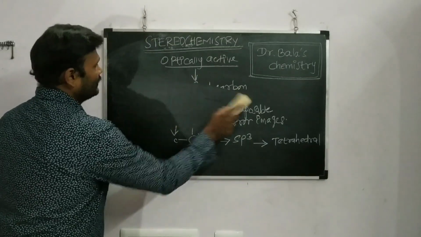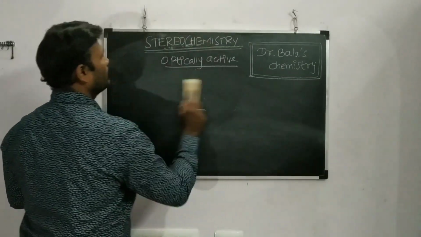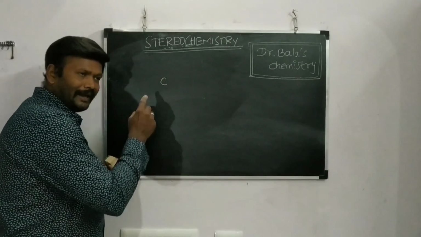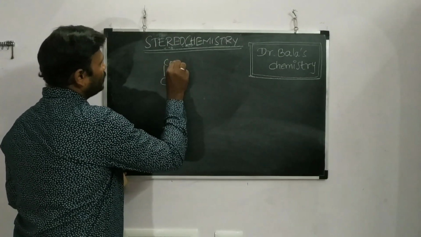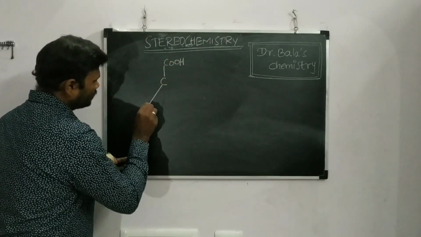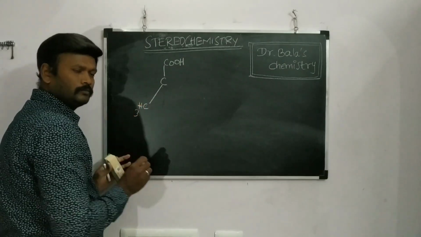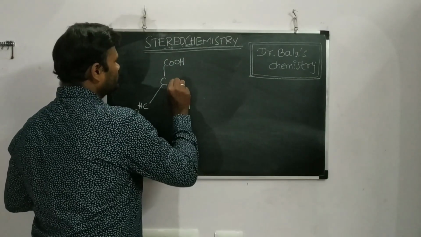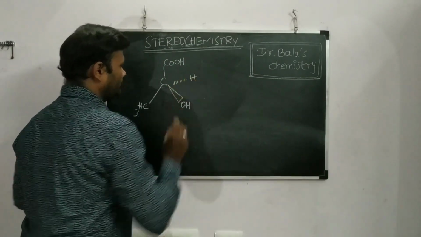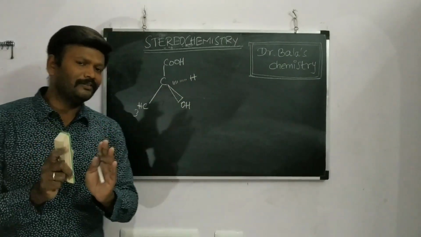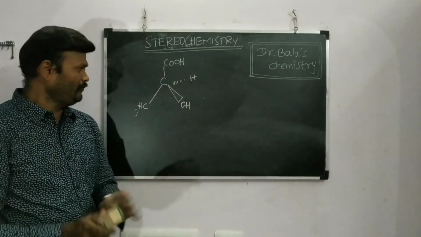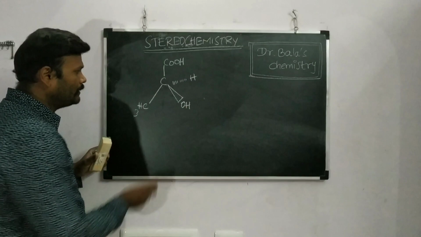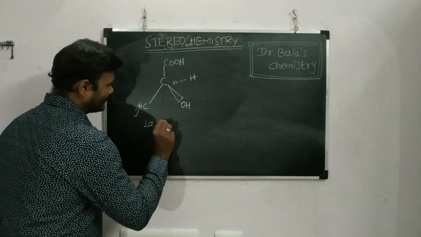Now, let's discuss this tetrahedral structure. So here, I am checking a carbon. This is the chiral carbon inside. Here I have the COOH group, here I have CH3, here I also have the OH group, and here I have hydrogen. What is the structure of this one? This is the structure of a tetrahedral molecule, with 4 different groups. What is the name of this molecule? The name of the molecule is lactic acid.